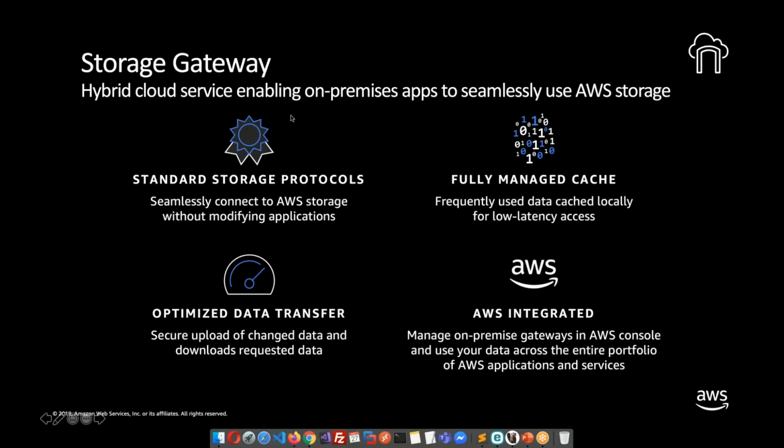So AWS Storage Gateway provides a cloud service enabling on-premise apps to seamlessly use AWS storage. It can optimize your data transfer. You can have a network file storage: drop your file over that storage gateway mount drive, then it will automatically sync all the data to AWS. It's fully managed, with a low latency option depending on the storage gateway implementation.